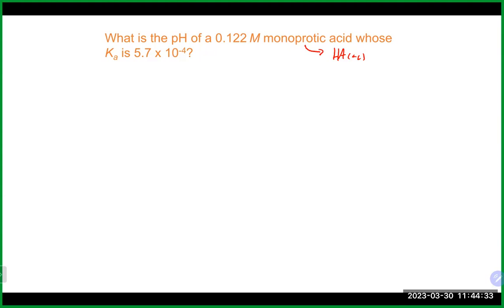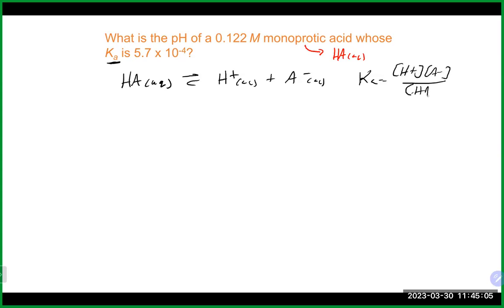So obviously, a couple of things. We know this is a weak acid because we have a Ka value given to us. So we should also know that we should be doing an ice table in this case. We're going to start with our weak acid, and I'm just going to use this generic formula for it. It's going to break apart into H plus and A minus. Our Ka here would again be our products over our reactants, and that's going to equal 5.7 times 10 to the minus 4.